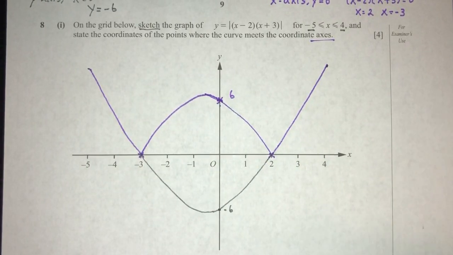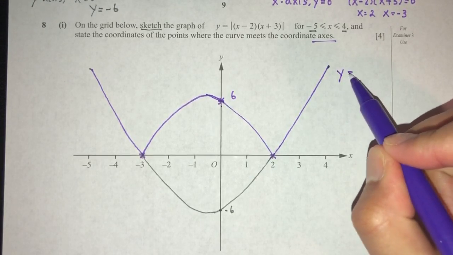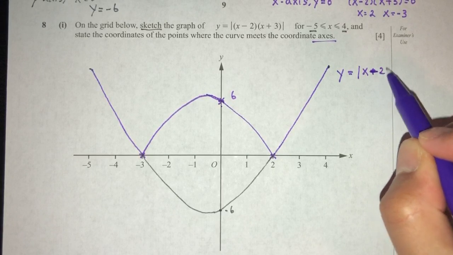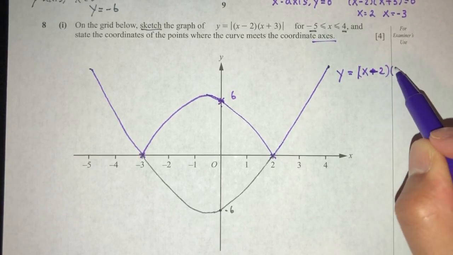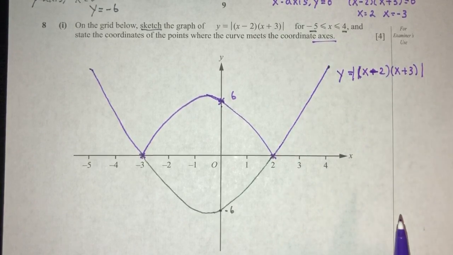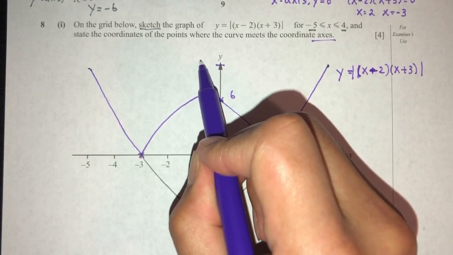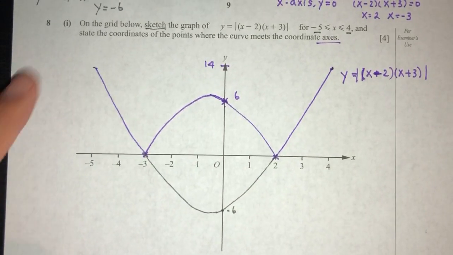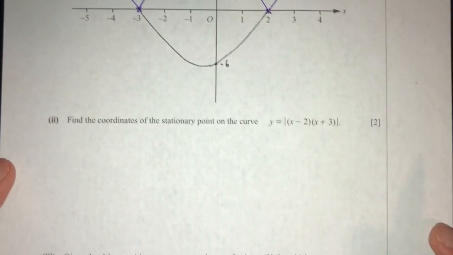Of course you have to label your graph as x minus 2 and then x plus 3. And you have to show the value here, that is 14, right? Because that was 14 and 14. Okay, so that will be part 1 of the question. Now let's move on to part 2.